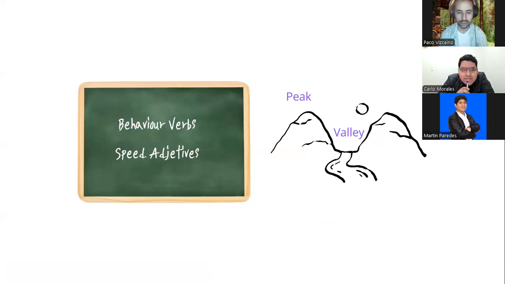Okay. So behavior verbs are the verbs that are going to be useful for describing if something is going up or down. Okay, and the other component is speed adjectives. Okay, goes up and down, but it's not the same to have it slowly up or rapidly up. So this part of up is different than this part of up. Okay, so there's slower and faster behaviors. Okay, that's why we're using this.